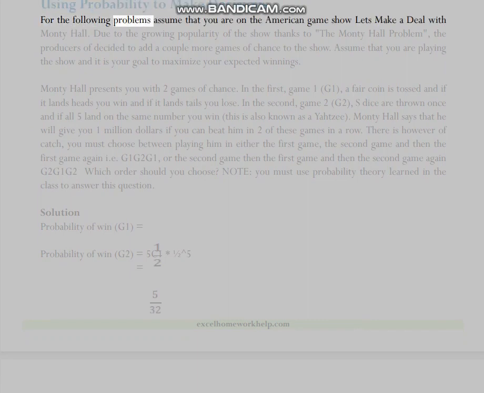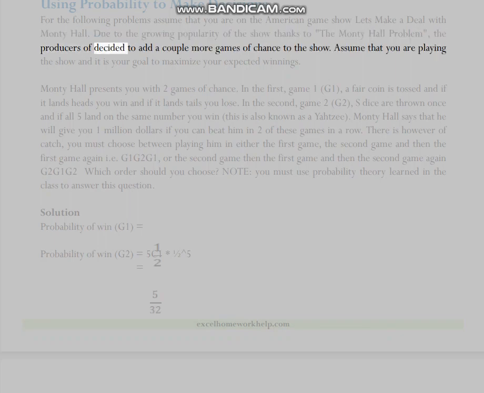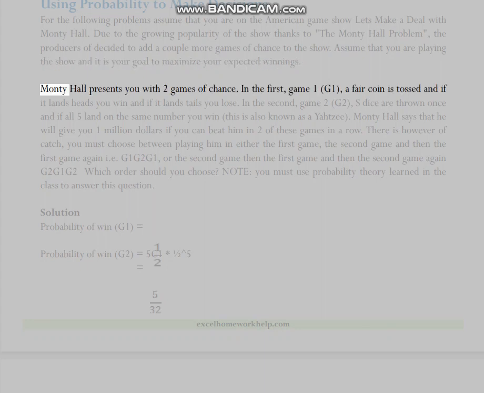Using probability to make decisions. For the following problems, assume that you are on the American game show Let's Make a Deal with Monty Hall. Due to the growing popularity of the show thanks to the Monty Hall problem, the producers have decided to add a couple more games of chance to the show. Assume that you are playing the show and it is your goal to maximize your expected winnings. Monty Hall presents you with 2 games of chance.